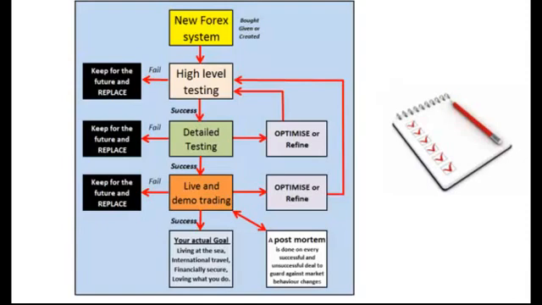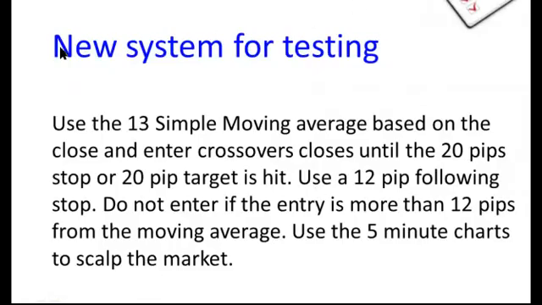Okay, so today what we're going to be doing is testing a very simple system. I'm going to introduce a new system for testing, and it's using a 13 simple moving average based on the close to enter on any crossover closes. In other words, if the price moves over the moving average and closes on the other side, you would enter and you will stay in the deal until you've either hit a stop of 20 pips or a target of 20 pips.